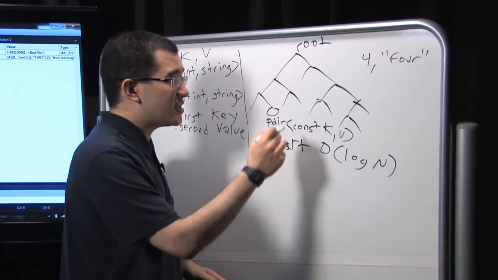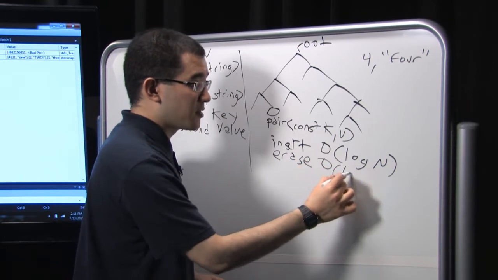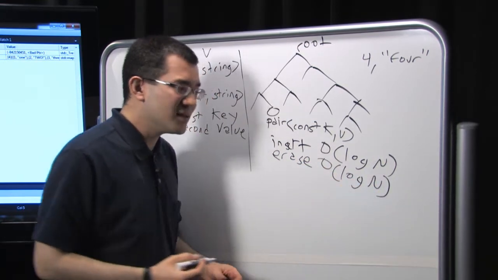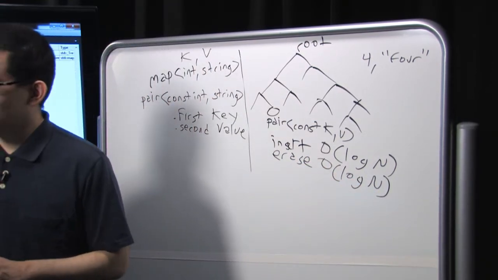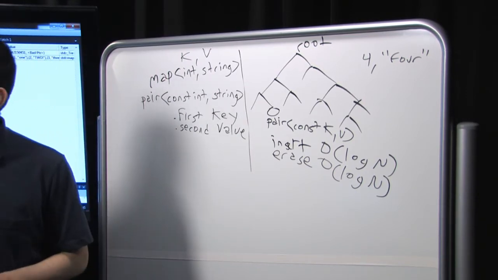Also erasure, if I need to look up a key and remove it, is also logarithmic time. And this is guaranteed. It can never get worse than that. This is an extremely useful guarantee, and it means that in practice, map is quite fast.